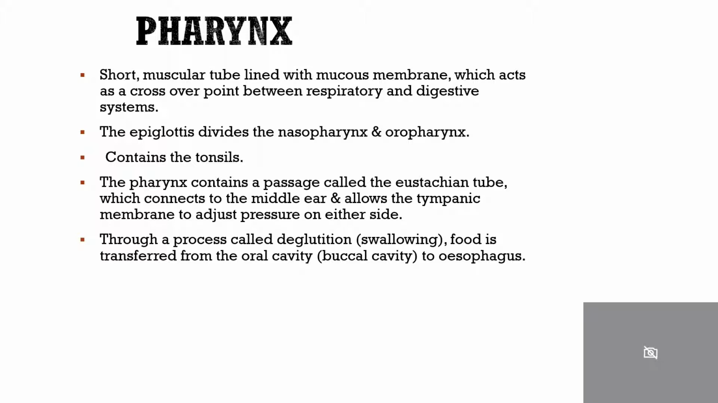The pharynx contains the tonsils, and it also contains a passage called the eustachian tube, which connects to the middle ear and allows the tympanic membrane to adjust pressure on either side. So this helps in relation to an animal's balance. Through a process called deglutition, or swallowing, food is transferred from the oral cavity to the esophagus.